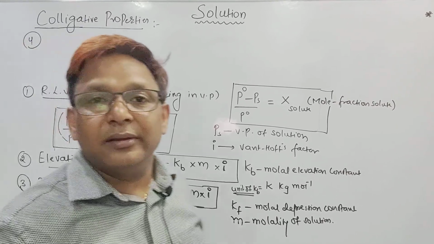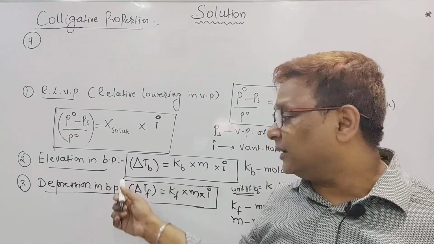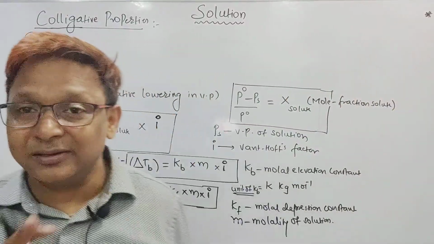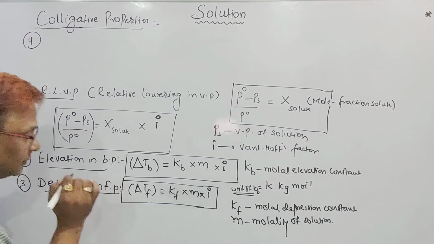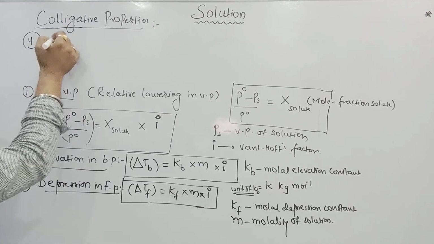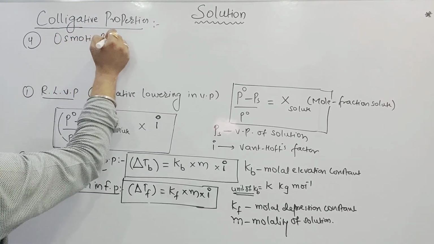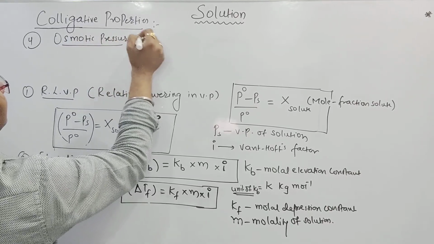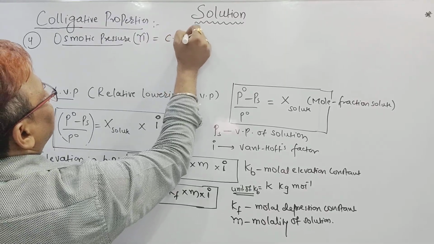Beta, now after the relative lowering in vapor pressure, elevation in BP, depression in FP. Sorry, I wrote BPF, but it is a depression in the freezing point. And the fourth one will come here as osmotic pressure. Sir, osmotic pressure is denoted as pi, and pi is equal to C into R into T.